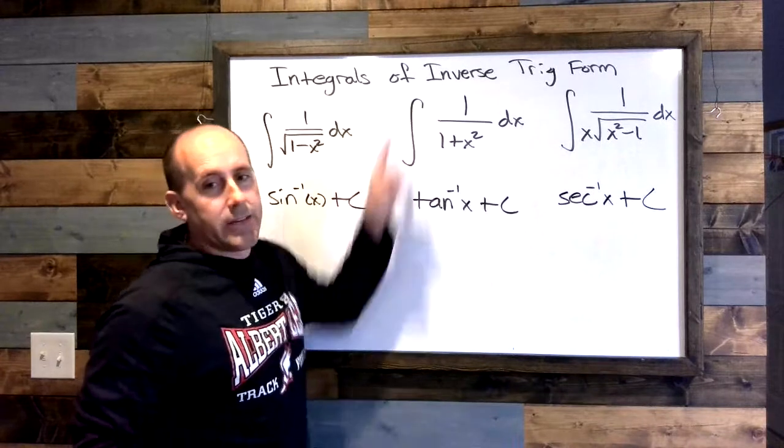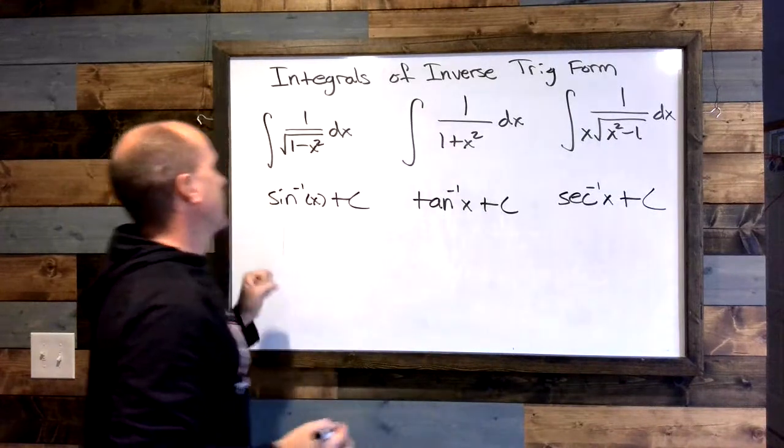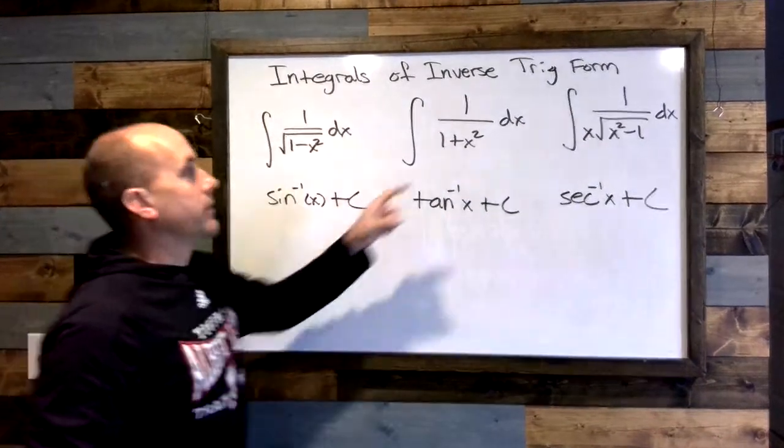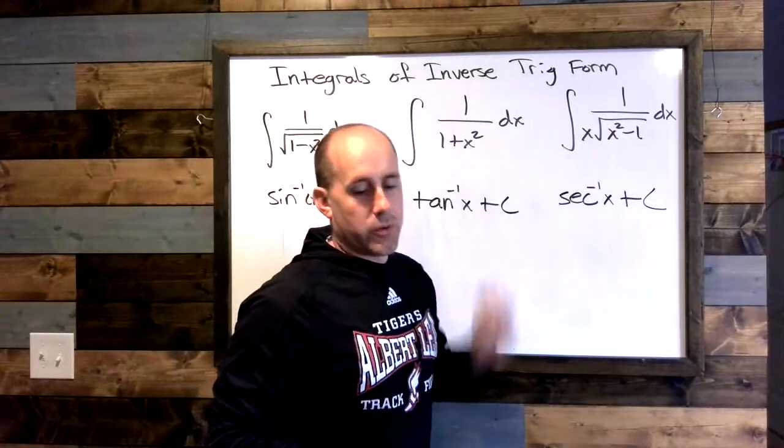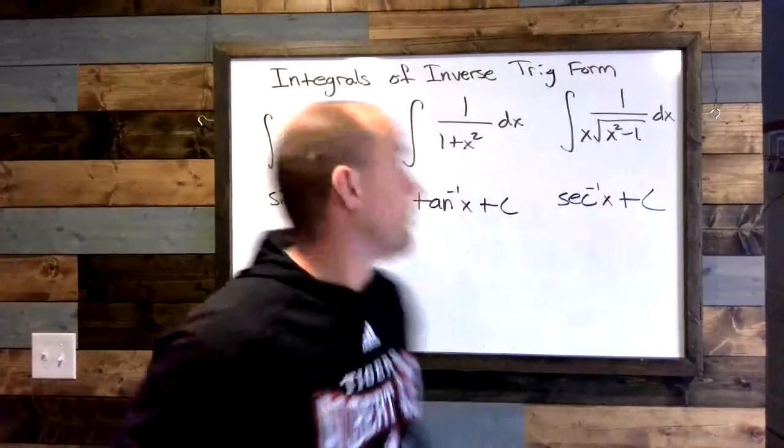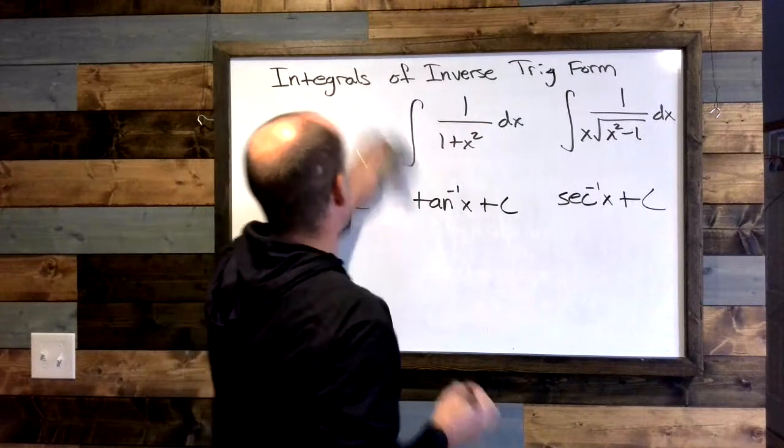If this was negative, then it would be inverse cotangent. If this was negative, it would be inverse cosine. If this was negative, it would be inverse cosecant. Okay? So, using those, we're going to do a couple examples.